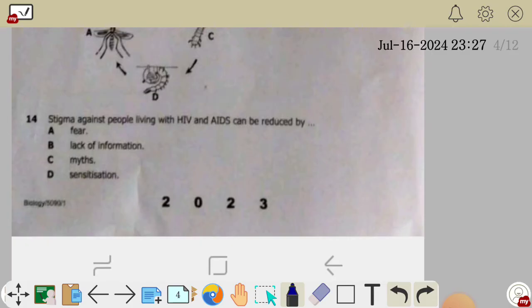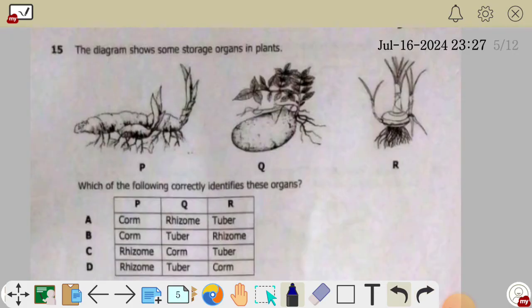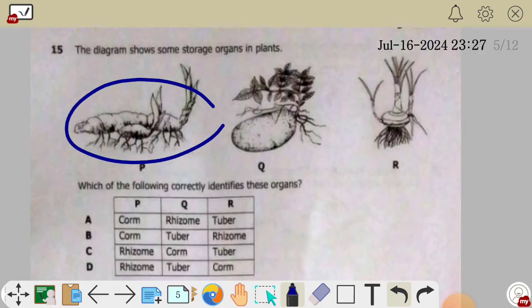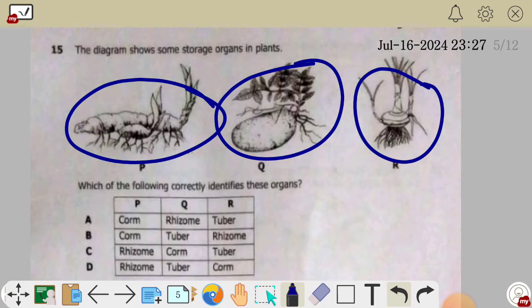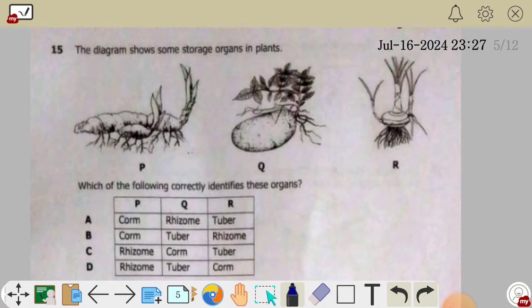Then we move on to question 15. The diagram shows some storage organs in plants. So these are storage organs in plants. Now the question reads, which of the following correctly identifies these organs? A. We have corm, rhizome and tuber. Then B, we have corm, tuber, rhizome. C, rhizome, corm, tuber. D, rhizome, tuber, and corm.